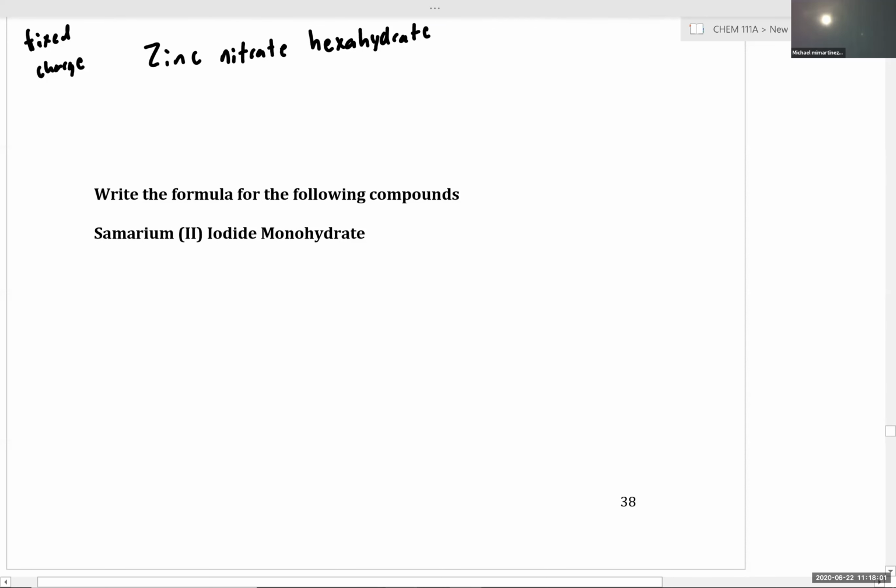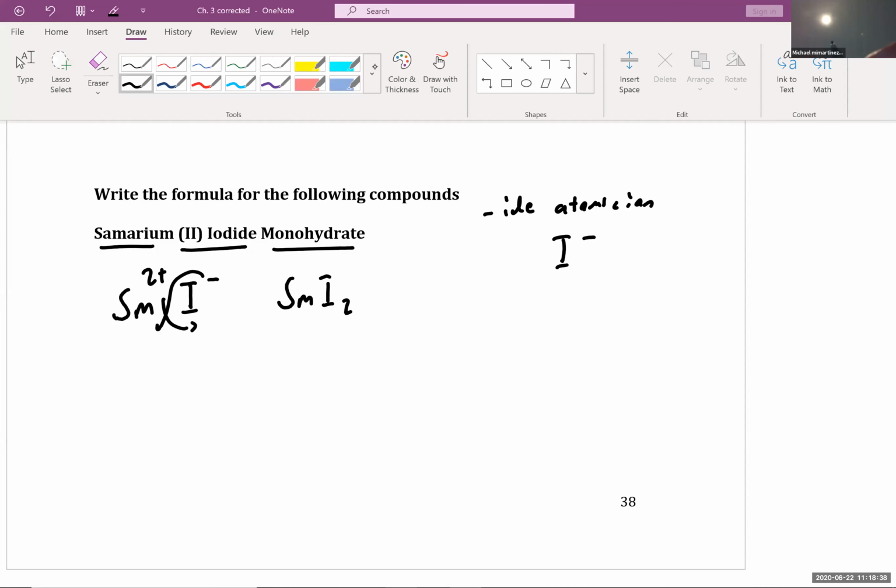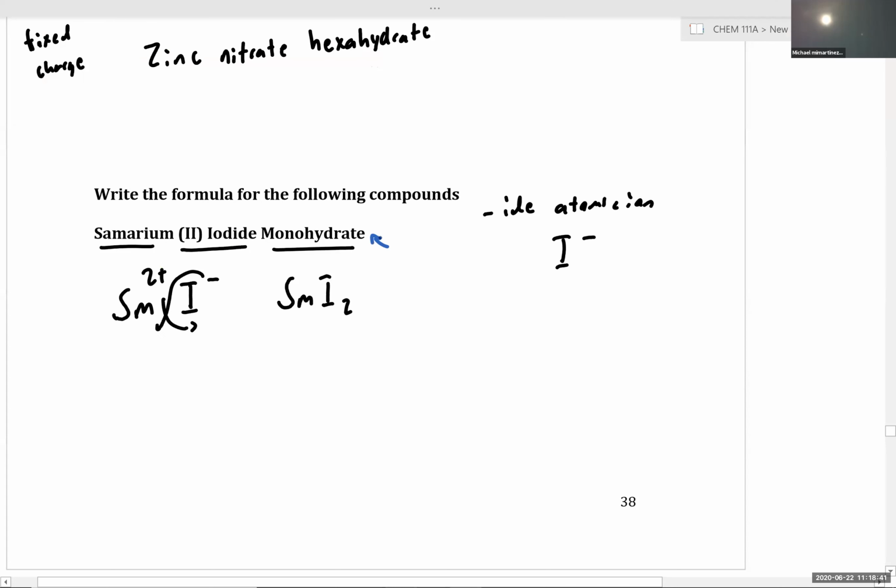Okay, let's try to write a formula now. We have samarium(II) iodide monohydrate. So we write out the formula of our cation, which is samarium. Iodide, so IDE tells us that we have an atomic ion derived from iodine, which is I-. The charge of samarium is 2+. We cross our charges, that gives us SmI2. Monohydrate. So how many water molecules? Mono tells us we have how many water molecules? 1. Yep. So it's SmI2·H2O. Perfect.